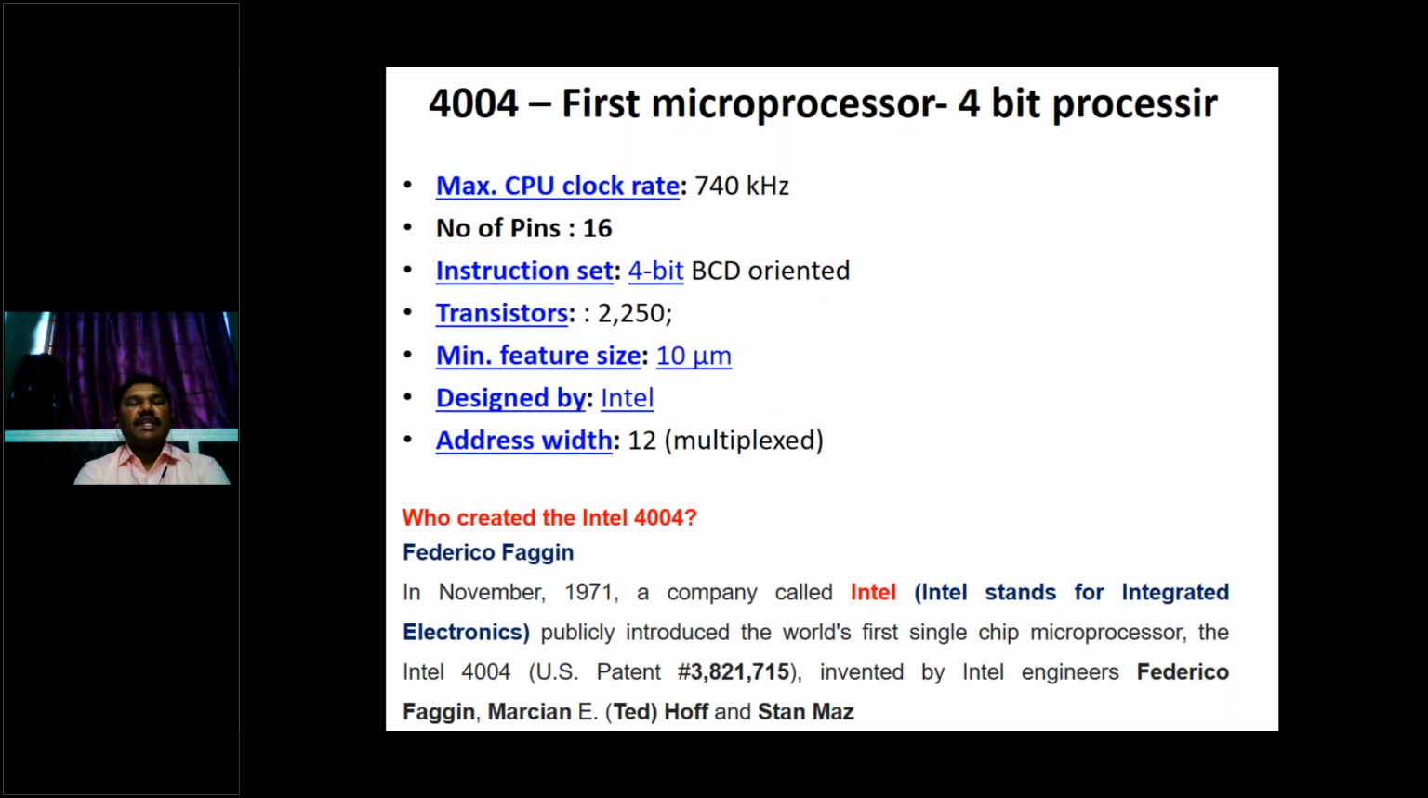It was created at Intel by Federico Faggin. In November 1971, a company called Intel, which stands for Integrated Electronics, publicly introduced the world's first single-chip processor, the Intel 4004, invented by the Intel engineers Federico Faggin, Marcian Hoff, Stanley Mazor and Masatoshi Shima. But the head of this team is Ted Hoff. Ted Hoff and the group invented this 4004 microprocessor at Intel Corporation, and it was patented by a US patent. This is the patent number.